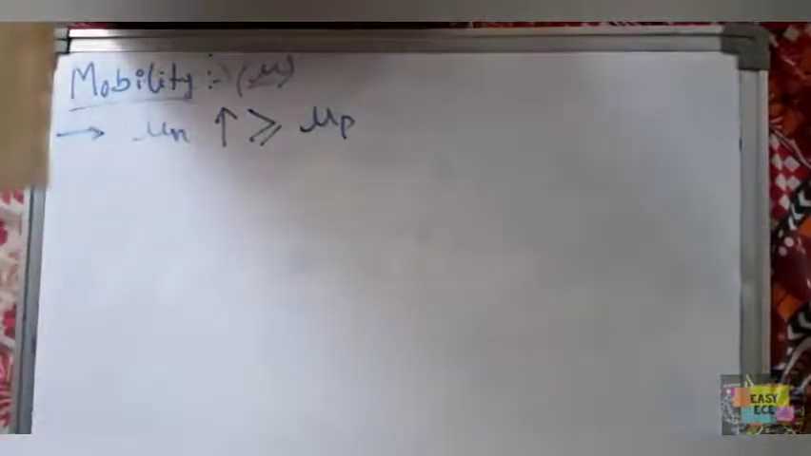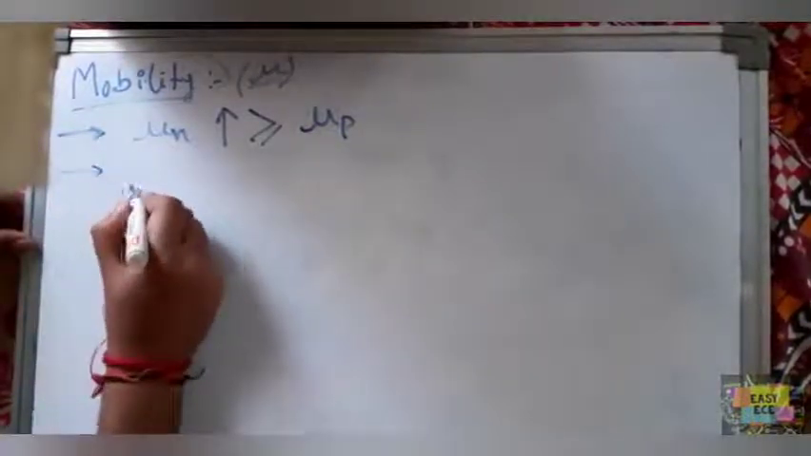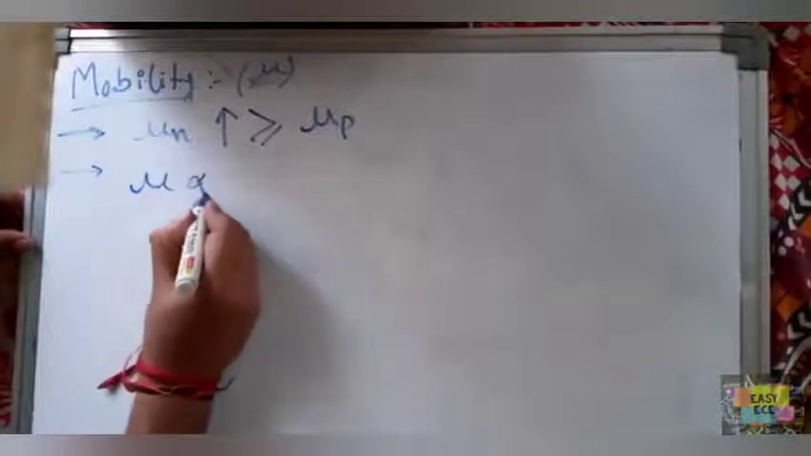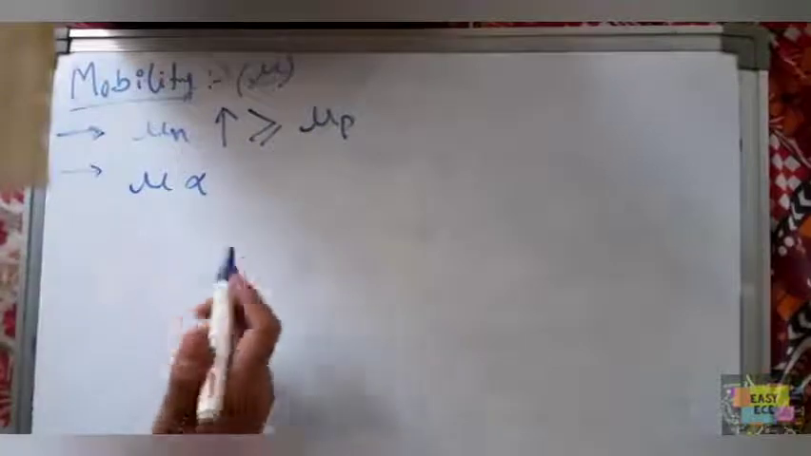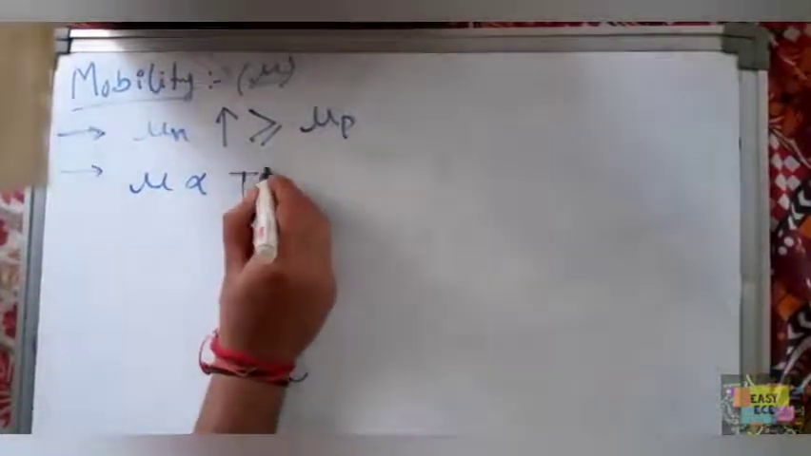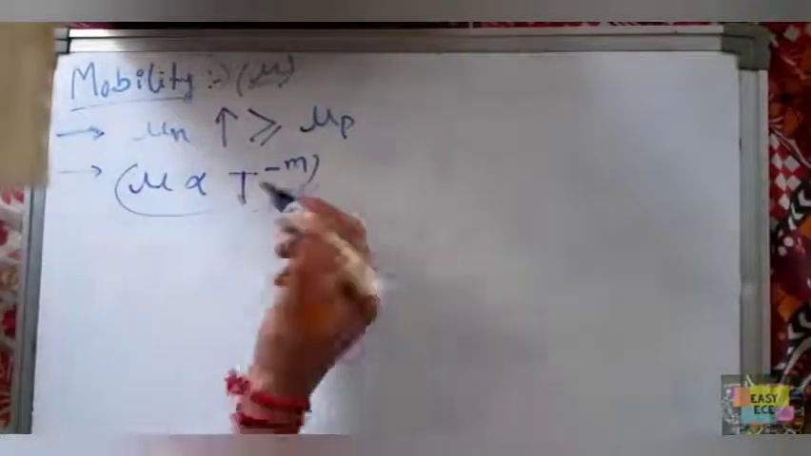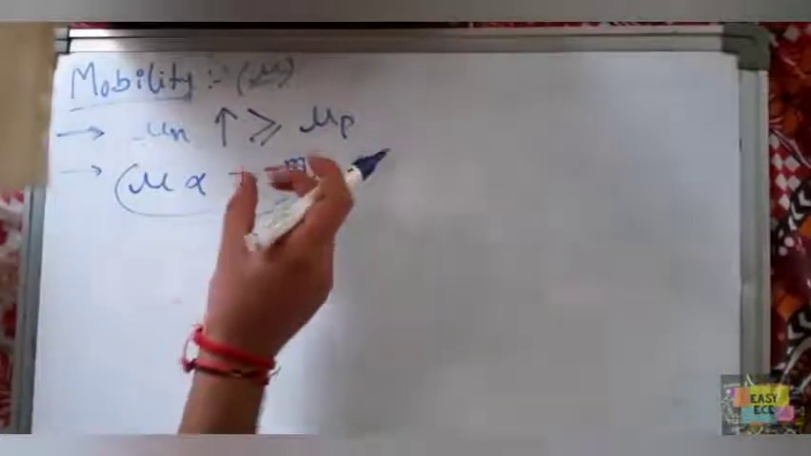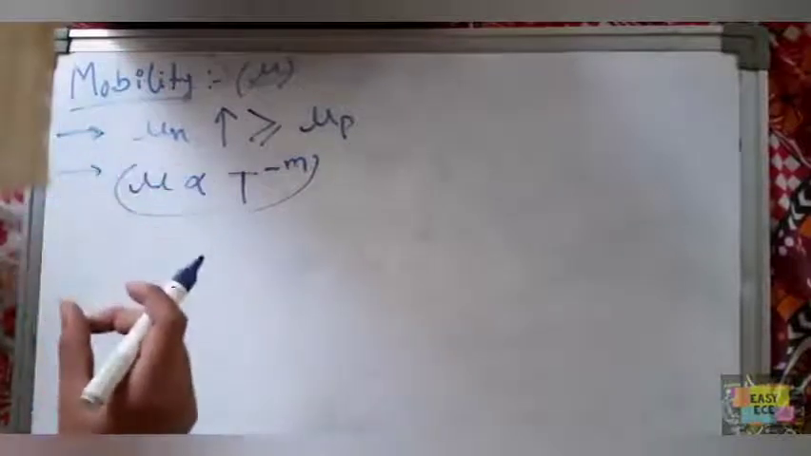The second point is that the mobility of charge carriers always decreases with increasing temperature. You need to remember that mu is always proportional to T to the power minus m. If we increase T, mu will decrease. When mu increases, T will decrease. That is inversely proportional.